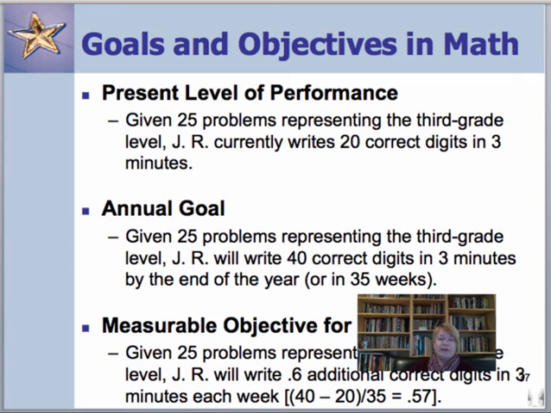Our measurable objective for progress: given 25 problems representing the third grade level, JR will write 0.6 additional correct digits in 3 minutes each week, and that is 40, which is the target, minus 20, which is what he currently can do, divided by 35, which is our number of weeks, and that gives us the 0.57 rounded up to 0.6.